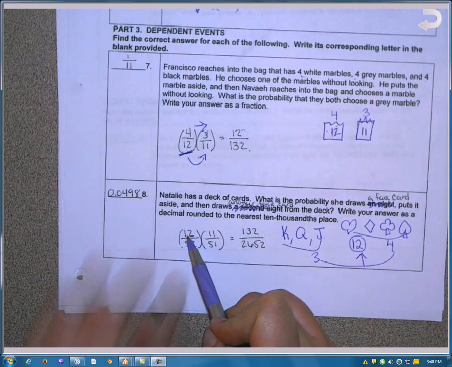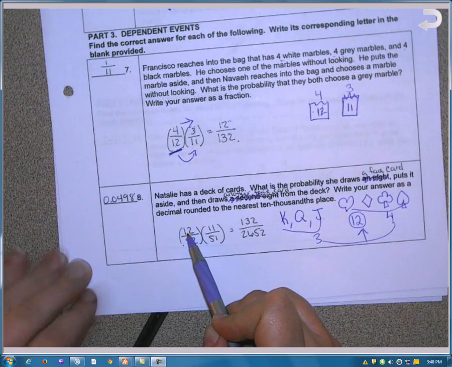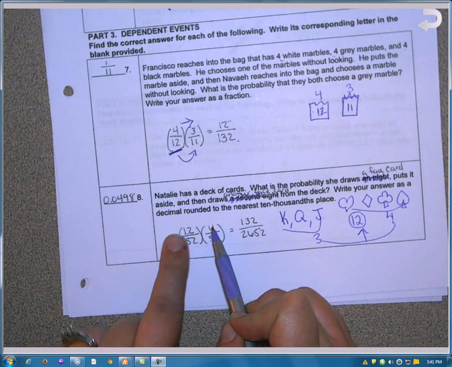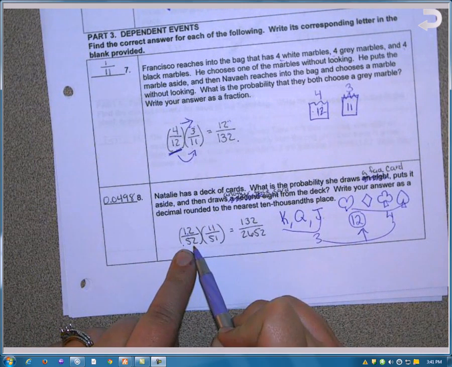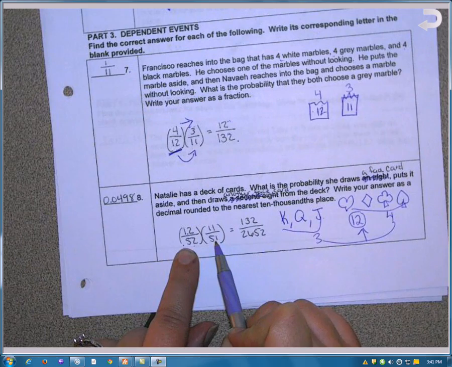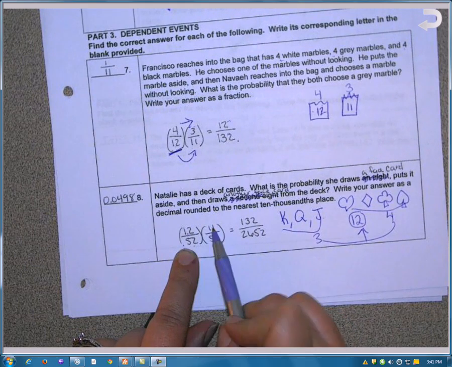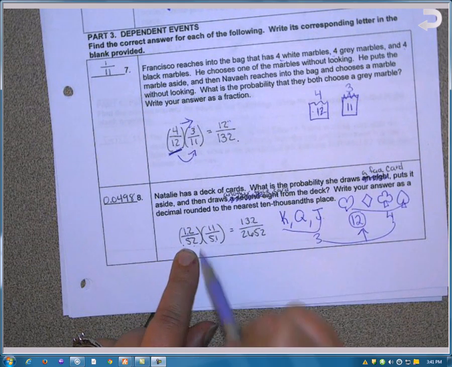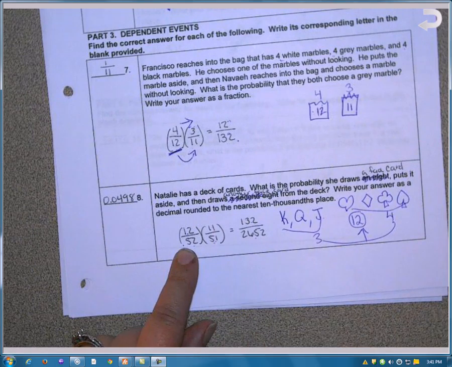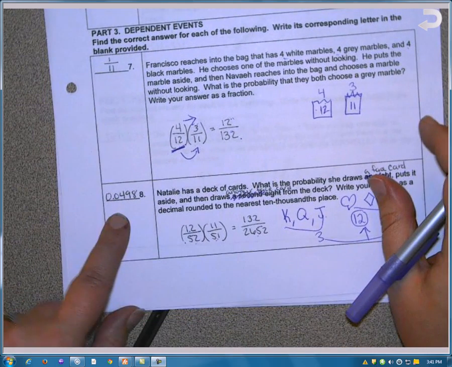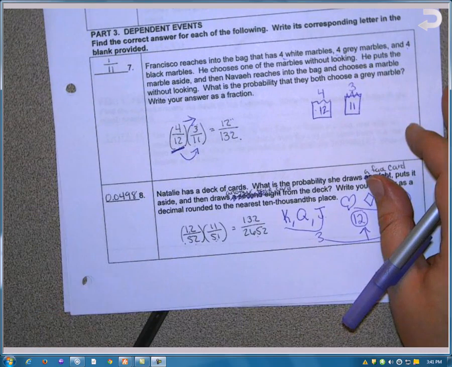So you're going to start out with 12. If you do not put it back, you're going to get 11. If you're starting out with 52 cards and you do not put it back, you're going to get 51. So 12 times 11 is 132. 52 times 51 is 2,652. When divided out, you're going to get this number.